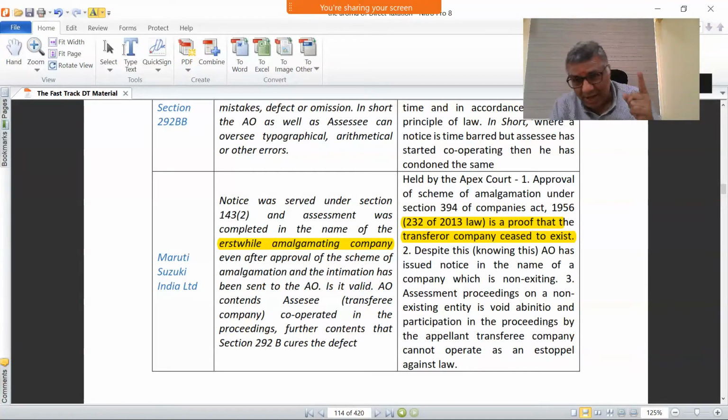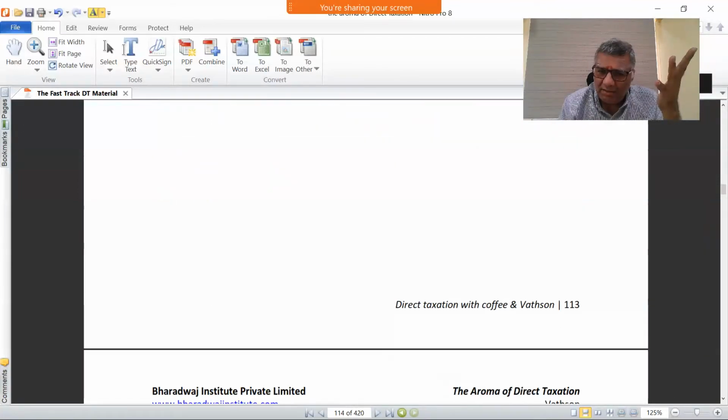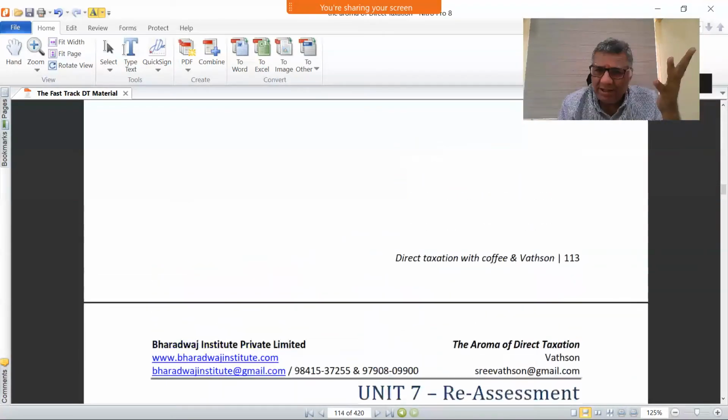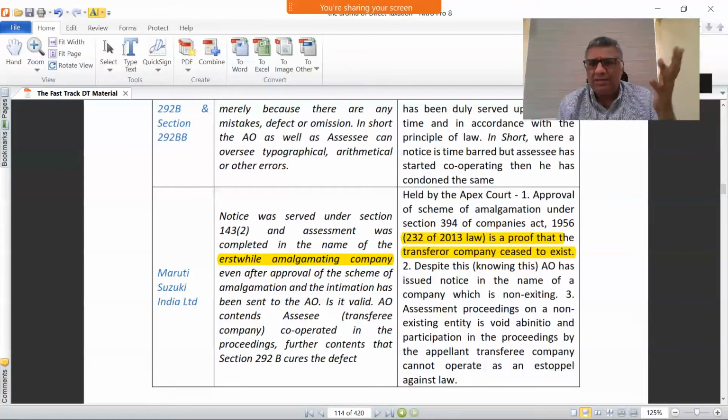This is the question. Dalmia: a return can be filed after amalgamation by the other company automatically, because only then can they revise the return. Maruti Suzuki, the same manner. Both these are very, very important case laws.